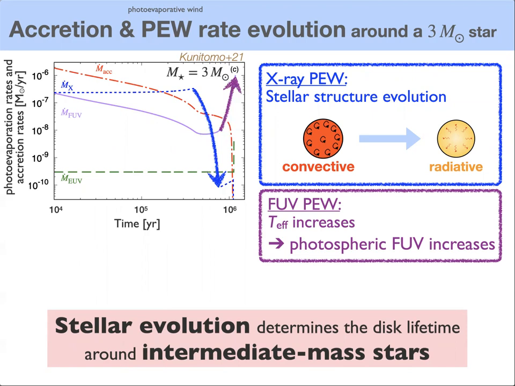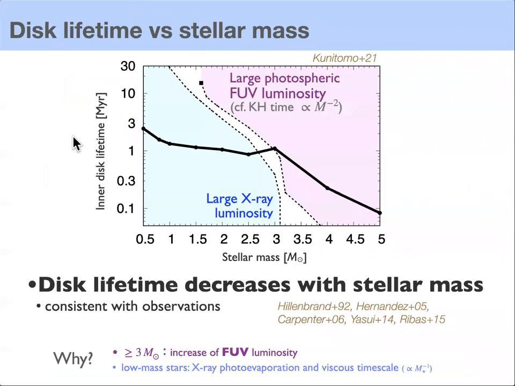So we conclude that stellar evolution is crucially important for realistic disk evolution models around the intermediate mass stars. We performed disk evolution simulations from 0.5 to 5 solar mass stars. And this figure shows disk lifetime with stellar mass. We found that the disk lifetime decreases with stellar mass, which has been suggested by observations. So our results are consistent with observations.